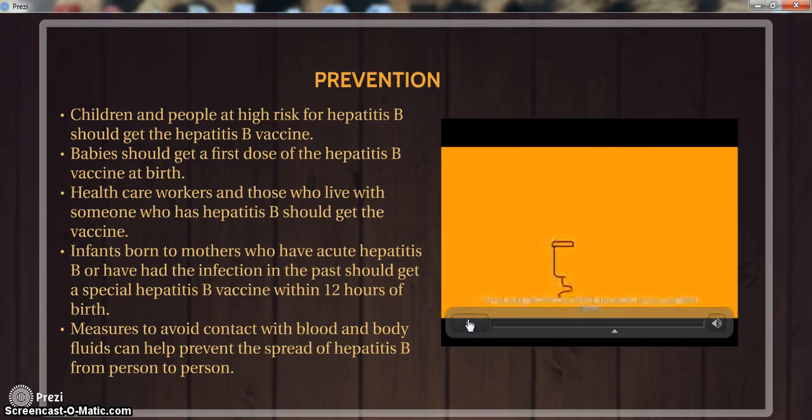The preventions for the hepatitis B virus: children and people at high risk for hepatitis B should get a hepatitis B vaccine. Babies should get the first dose of hepatitis B vaccine at birth. Healthcare workers and those who live with someone who has hepatitis B should get a vaccine. Infants born to mothers who have acute hepatitis B or have had the infection in the past should get the special hepatitis B vaccine within 12 hours of birth. Measures to avoid contact with blood and body fluids can help prevent the spread of hepatitis B from person to person. Thanks.